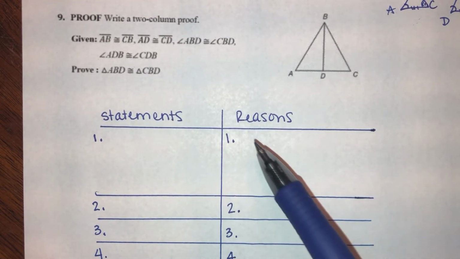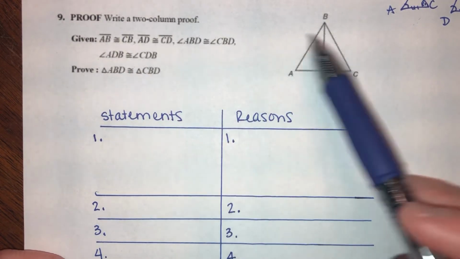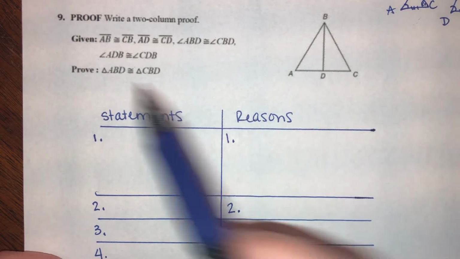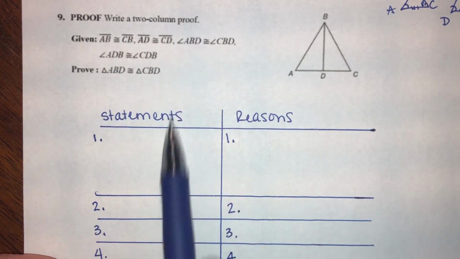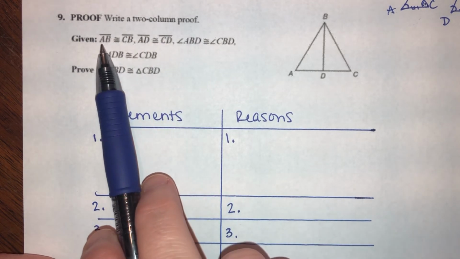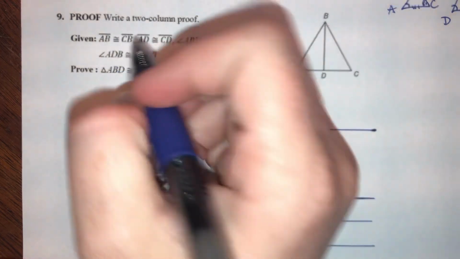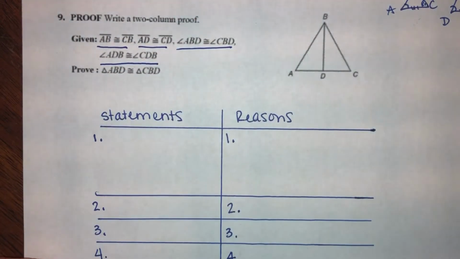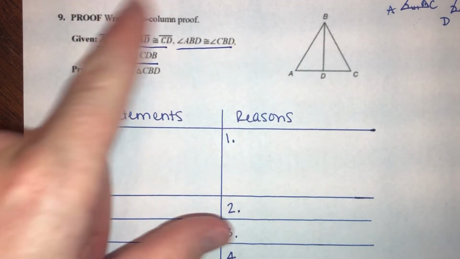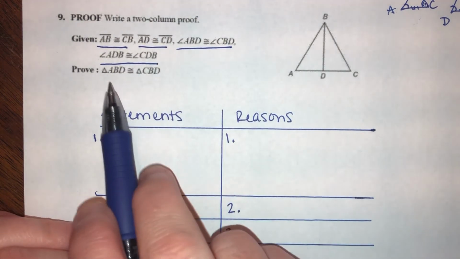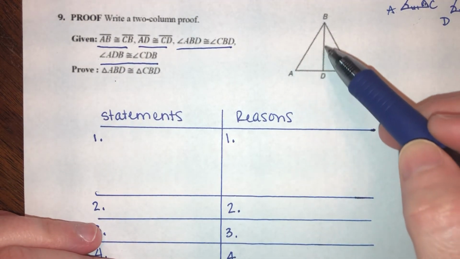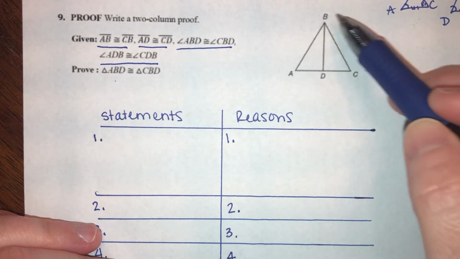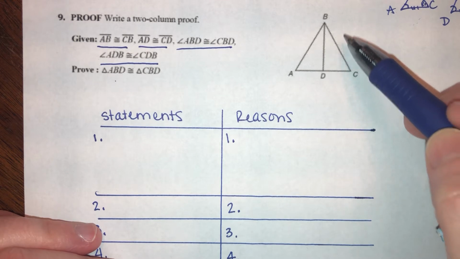I've already kind of drawn out the proof, but here we go. It gives us a picture of a triangle that looks like it has a line down the middle. And it tells us, first of all, write a 2-column proof. So I've set it up. It gives us 4 statements, right? All of this is in the given. So given all of that, I have to prove that this entire left triangle, triangle ABD, is congruent to this entire right triangle, CBD.